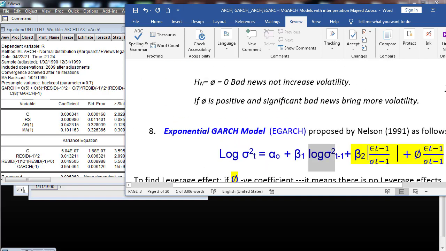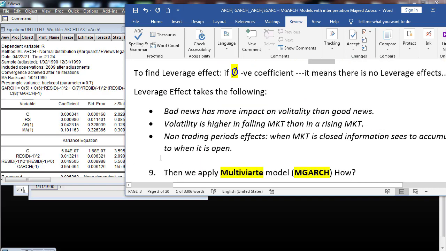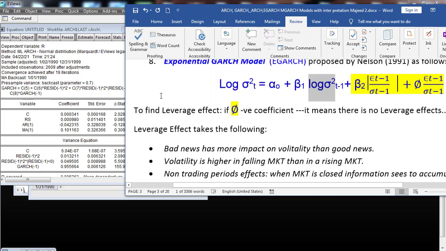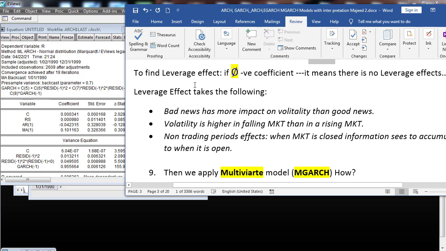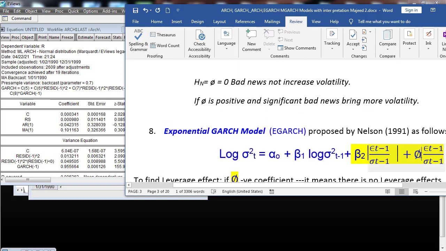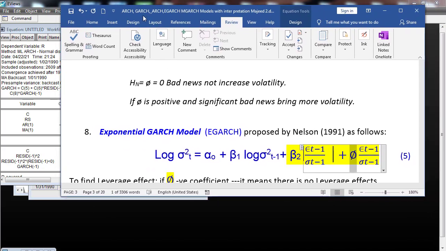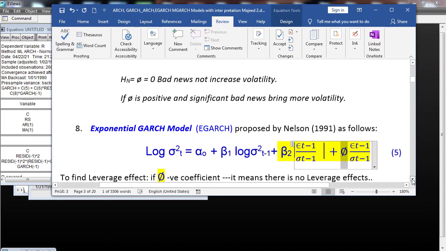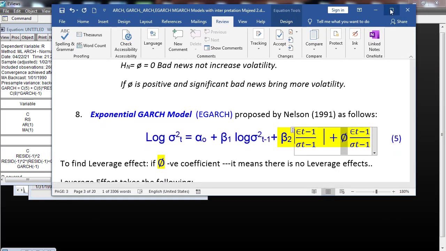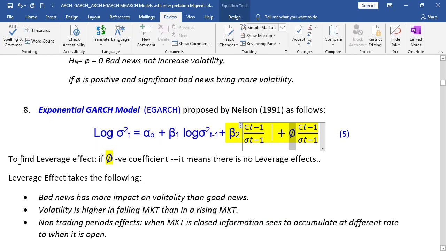So we find that to find the leverage effect, if theta, as you can see it here, the last one here, is a negative coefficient, it means, let me just put it some place to make it clear for you. Okay, if theta is a negative coefficient, it means there is a leverage effect. So what is the leverage effect?